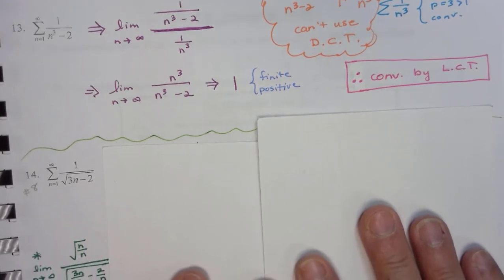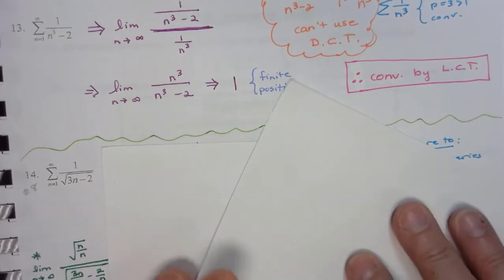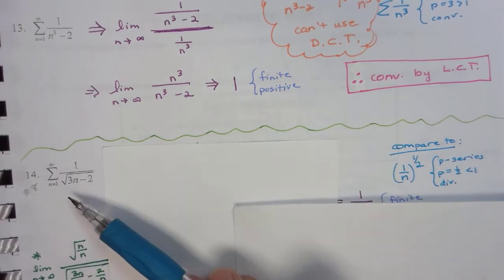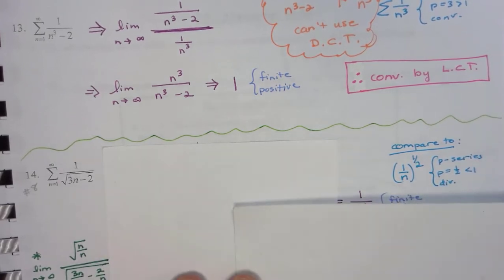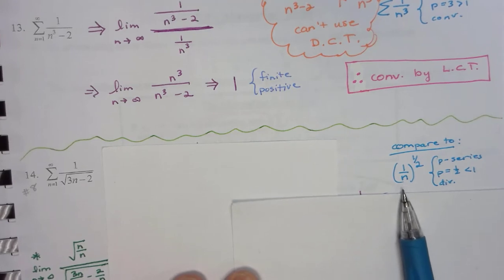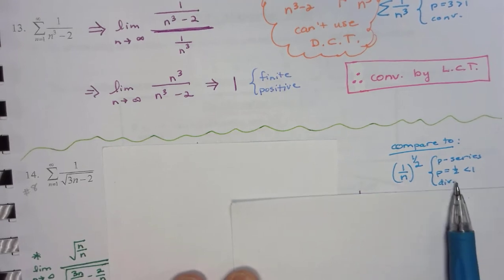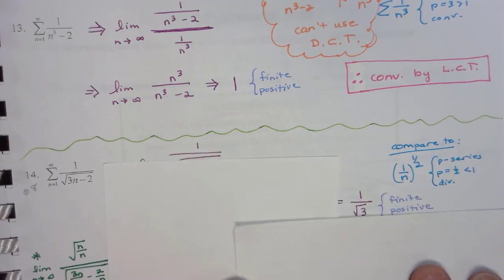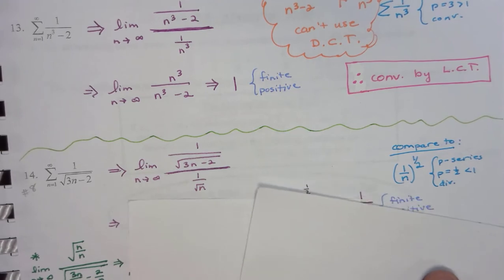All right, problem number 14, which was number 8 on the previous page. We are going to compare 1 over the square root of 3n minus 2 to 1 over n to the 1/2, where our p is 1/2, which is less than 1, and we know this series diverges. So here is our limit we're going to do.